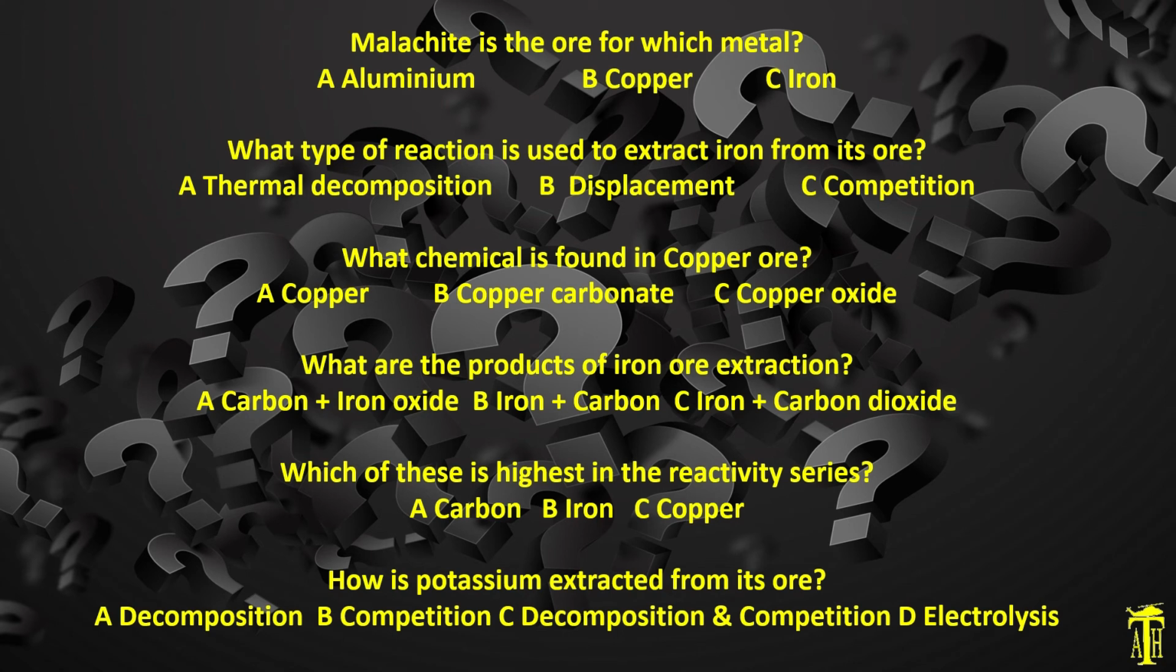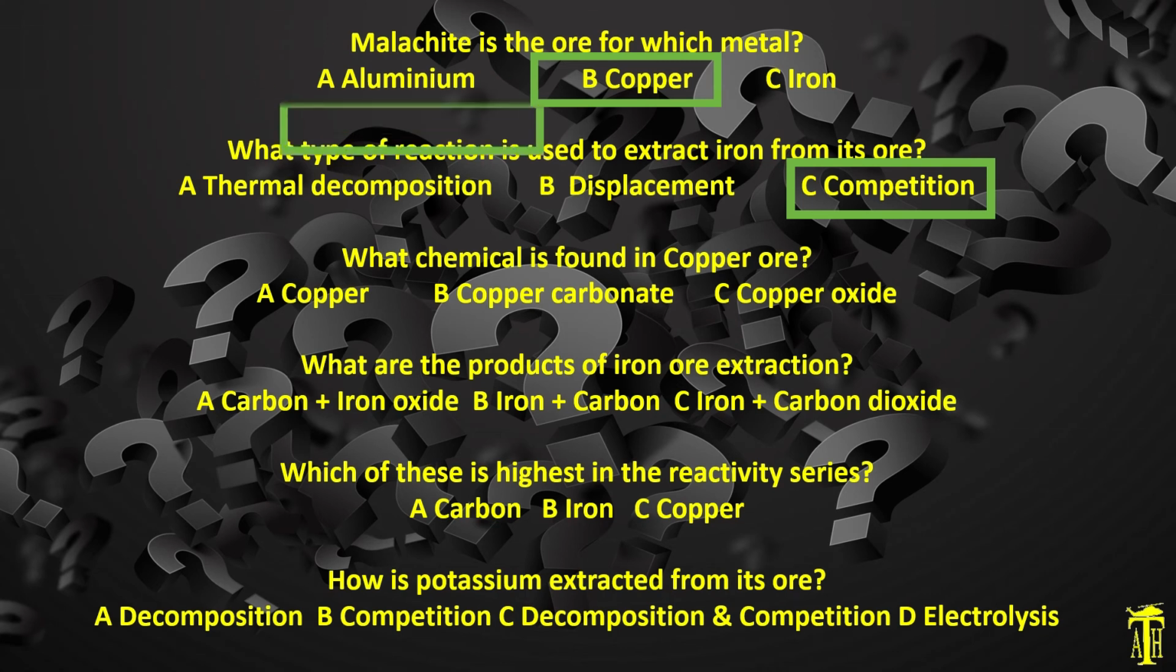So question 1, malachite is the ore for which metal? So malachite is copper ore. What type of reaction is used to extract iron from its ore? So that's a competition reaction between the iron oxide and carbon. Which chemical is found in copper ore? So that's copper carbonate, that green powder.